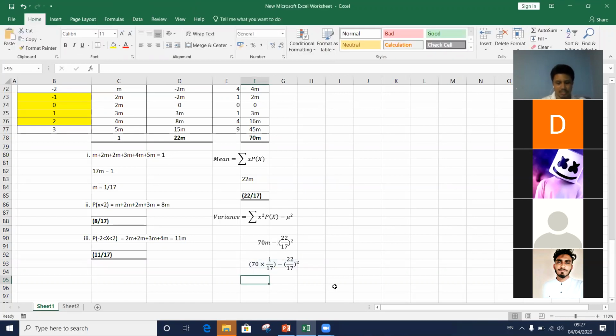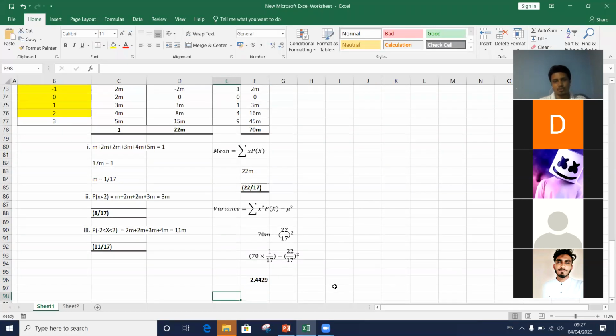70 over 70, right? From that we need to deduct the square of 22 over 70, right? We will get 2.4429. This is our variance value, right? This is our variance value, 2.4429.